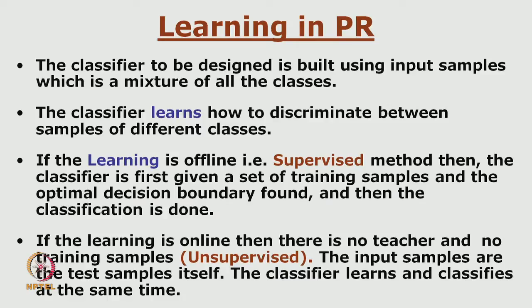Unsupervised, there is no teacher, there are no training samples given. The process is generally considered online. This unsupervised method of learning uses the input samples as the test samples themselves. The classifier learns and classifies at the same time. So, in this particular case of unsupervised method, there is no teacher telling you this is how you should write character A, this is how you should write character B. All the characters are given to you together to learn, all the 26 A to Z. Nobody tells you that this is A, this is B, this is C and so on. You have a set of characters. You now have to discriminate yourself between A versus B versus C versus D and so on. There are sufficient samples available for that, but you are doing it learning and classifying simultaneously. You do it together at the same time, and that is the process of unsupervised classification, no teacher.